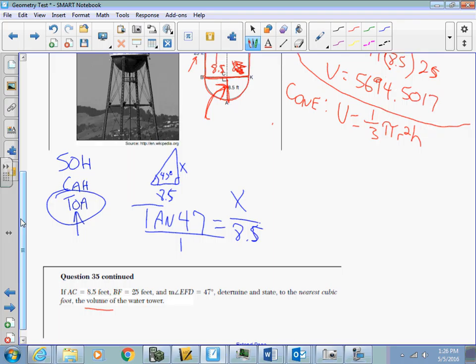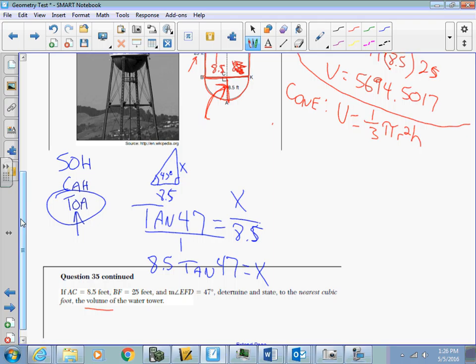So what I'm going to have here is 8.5 tangent 47, and make sure your calculator is in degrees. When you take this test, there is no reason for you to be in radians. And when you get your calculator, it'll probably be in radians. So you should switch it to degrees quickly. All right, so now that's our height.